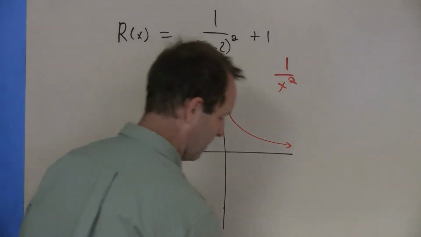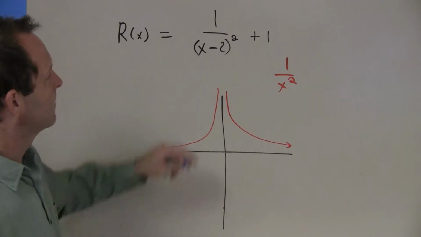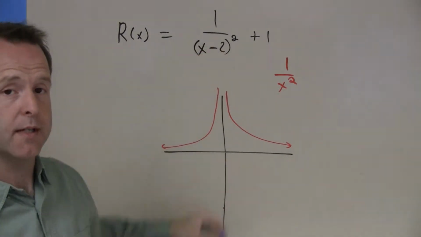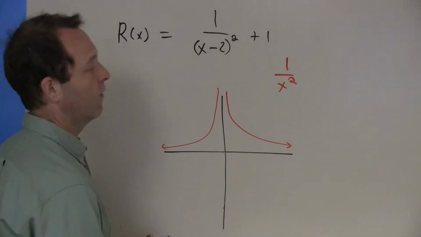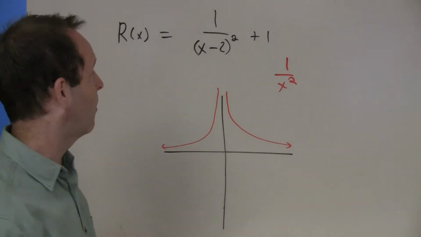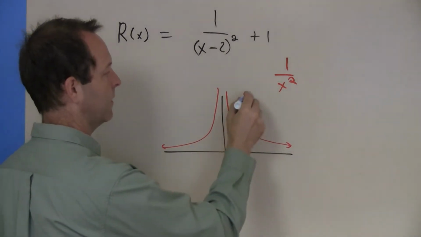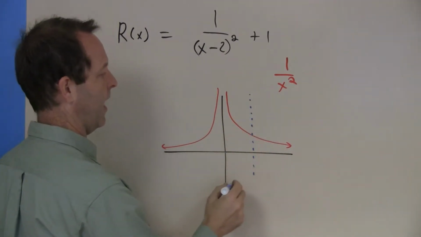So if I want to take the next component of that, and figure out what does this negative 2 inside the parenthesis do to this entire graph? Well, if we remember, it moves the entire graph over 2 spots. So I'm just going to put in an axis there.